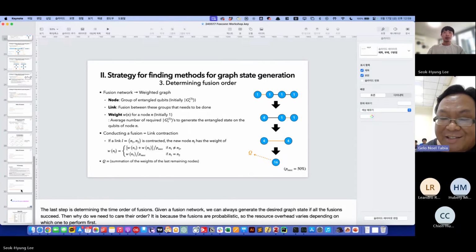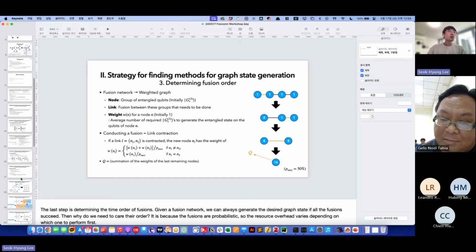Okay, I don't know if there are any other questions. Maybe I can ask one thing. For some family of graph states, can you prove that your strategy is optimal? Oh, that's a very good question. I'm currently not sure about that. We haven't tried that, but it will be very worth investigating.